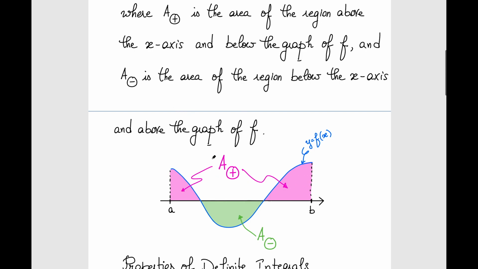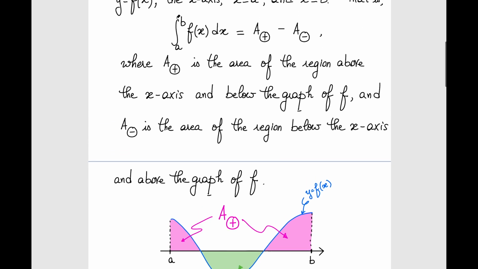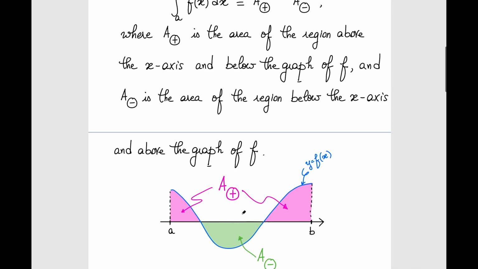And then A minus is the area above the graph and below the x-axis. So in this case, I only have a piece as such, so A minus is going to be only this piece, right? It's this surface. And it turns out that this definite integral is simply the sum of the areas of the regions above the x-axis and below the graph, chipping away from that sum the areas below the x-axis and above the graph of f. Okay?